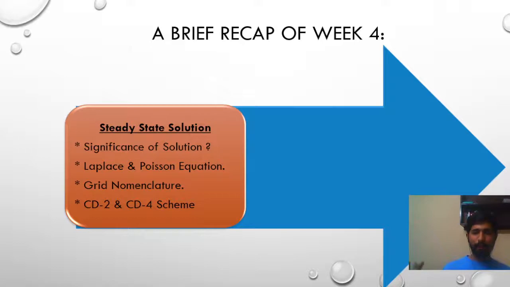Now I come up with some steady state solution. Or else let me make it simpler. You have just a 2D metallic slab, and you have four fixed temperatures on all the boundaries. You get a steady state solution. What does the steady state solution indicate? Can you guys write down in the chat box? See, you get finally some values of temperature ultimately.